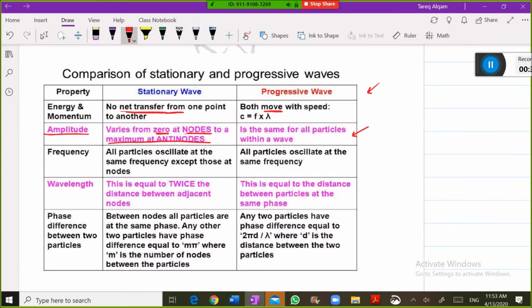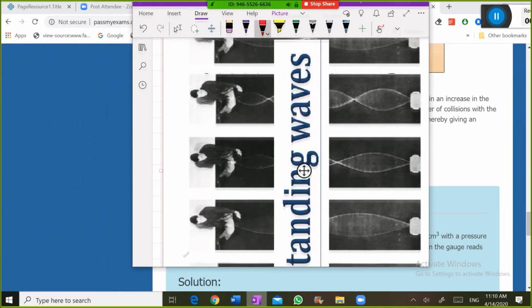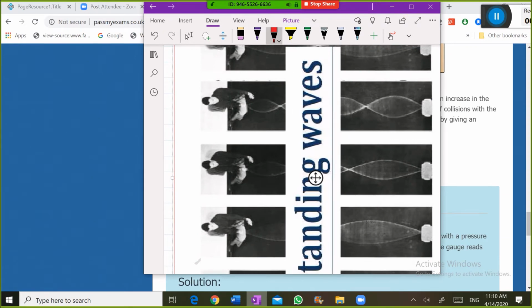Frequency, all of them, they have the same frequency. Wavelength, we'll talk about it later. Phase difference, this is what I discussed with you this class. And with phase difference, for stationary waves between nodes, all particles are at the same phase. Here, any two particles have a phase difference. Later, we will discuss how we can find the phase difference in standing waves. How can we find, or we already discussed that, how can we find the phase difference in progressive waves? Okay, guys?